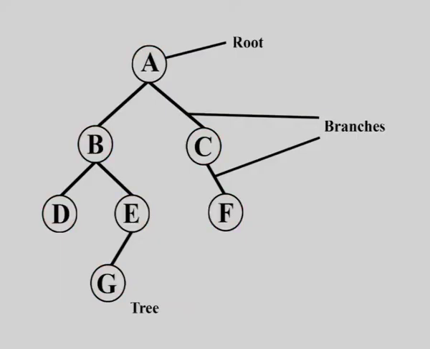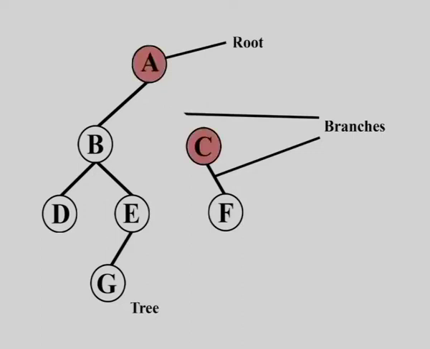Before proceeding to the details of this data structure, let us discuss the terminology associated with a tree. A tree is a finite set of nodes which are connected by lines. Look at this diagram. This tree is composed of 7 nodes: A, B, C, D, E, F and G. Here, the node A is the root of the tree, at which the tree starts. A line connecting two nodes of the tree is known as an edge. Edge is also known as branch.